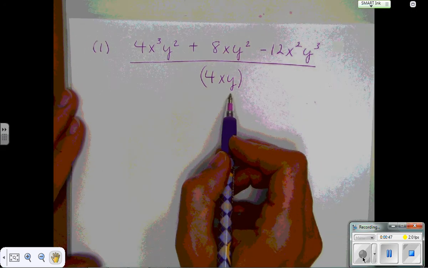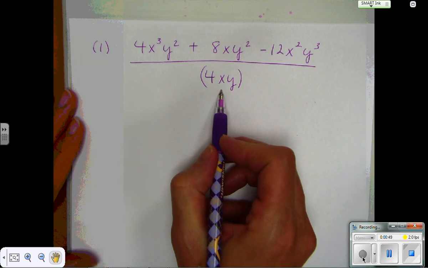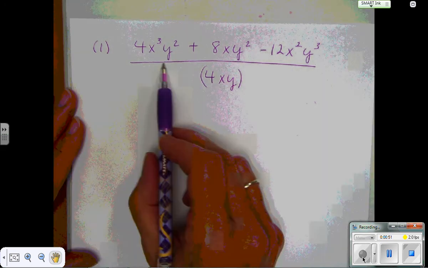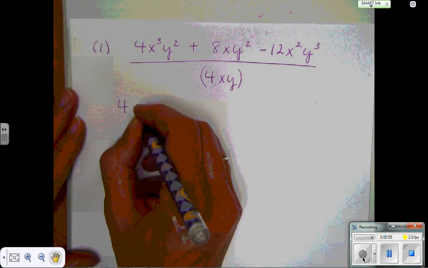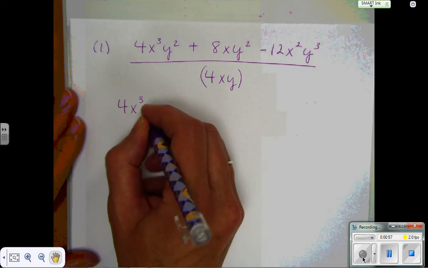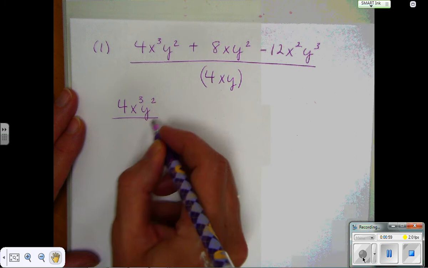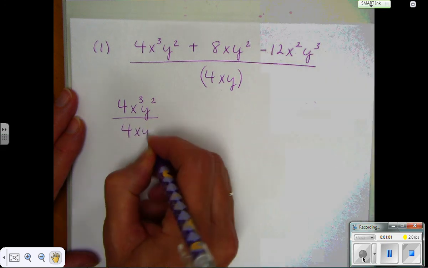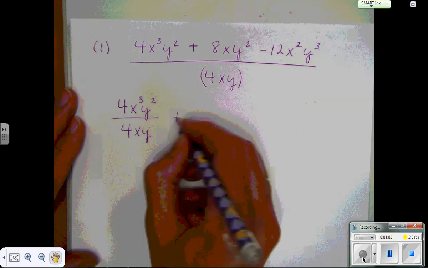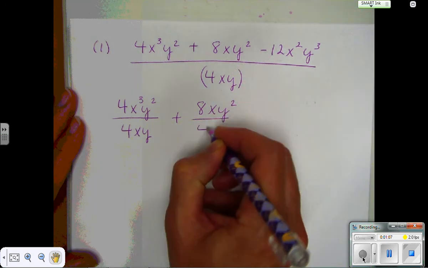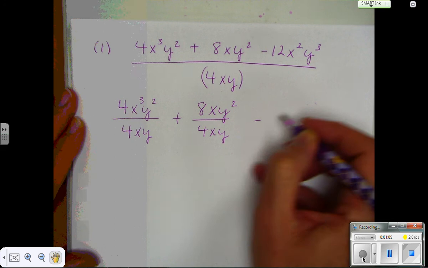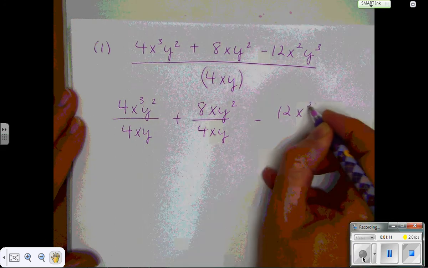So what I can do, since I just have the one term in the denominator, is break the numerator up into actually three fractions and then simplify. I can put each term of the polynomial in the numerator over the denominator. Then I can just simplify each one individually, and that will be my solution. That'll be my answer.